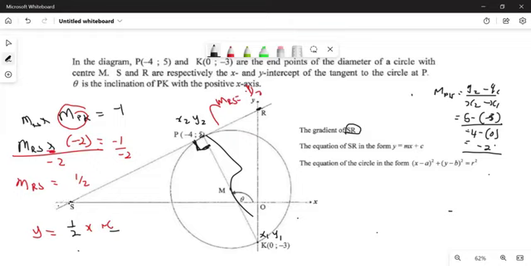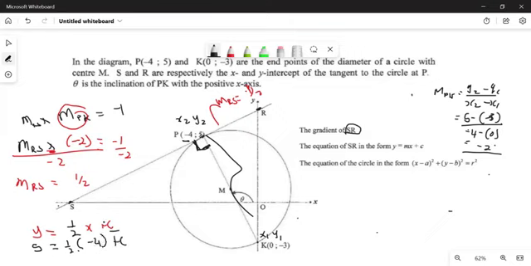So I can't use S because I don't have its coordinates, okay? But I can definitely use what? P. According to P, we have x, which is -4, okay? What is y? Then I will put 5, which is going to be equal to 1/2 multiplied by, what is our x? -4 plus c.